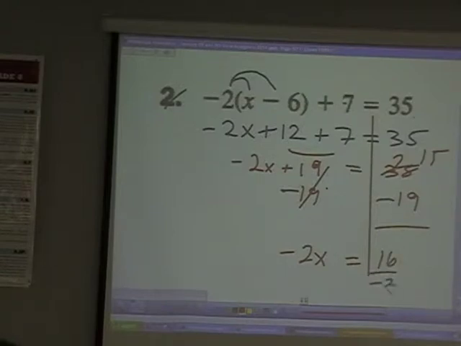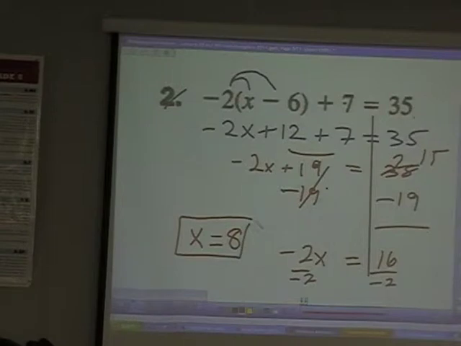Negative 8. I thought someone said 8. You guys did it on purpose. If you don't have negative 8, fix it. It should be negative 8. Now, you could check this if you wanted to. I need to make sure I write that negative 8. Who told me that I forgot? Thank you, Mr. Farhad. I appreciate that.